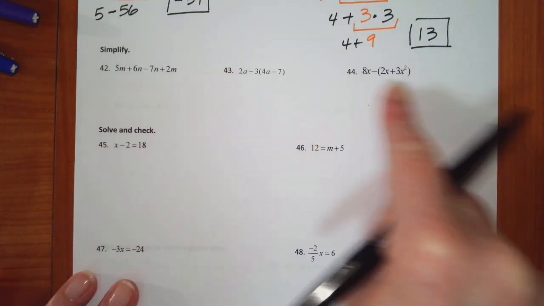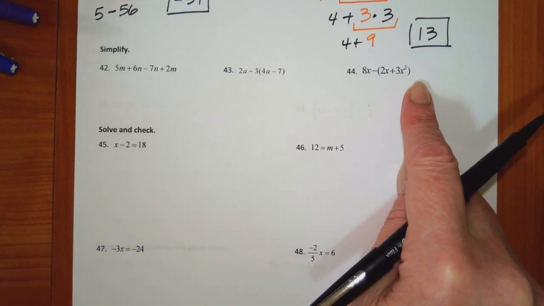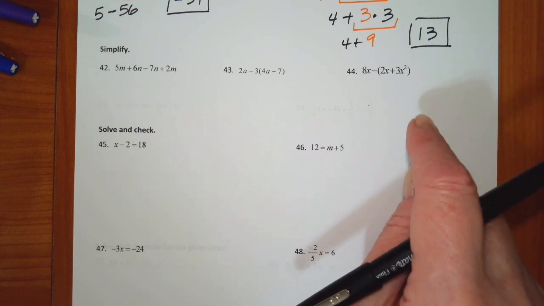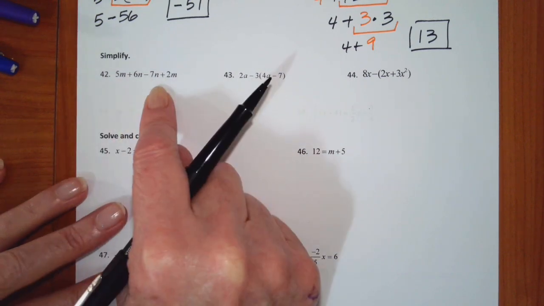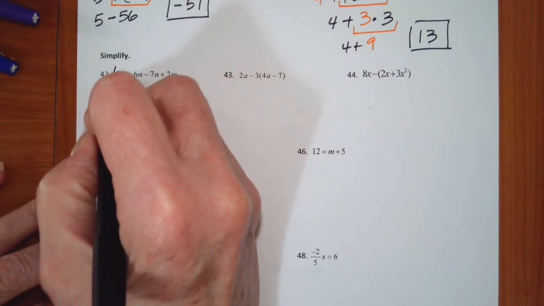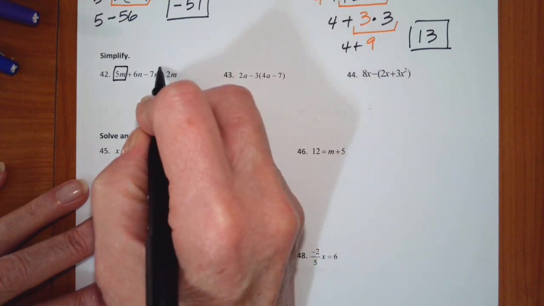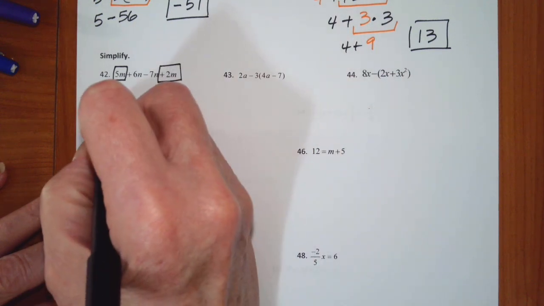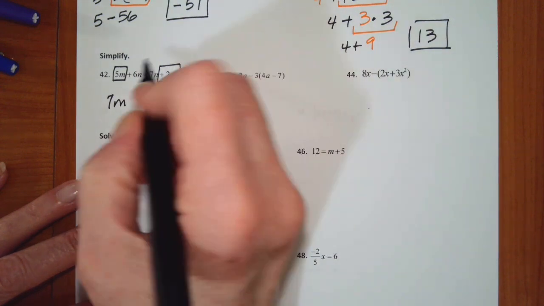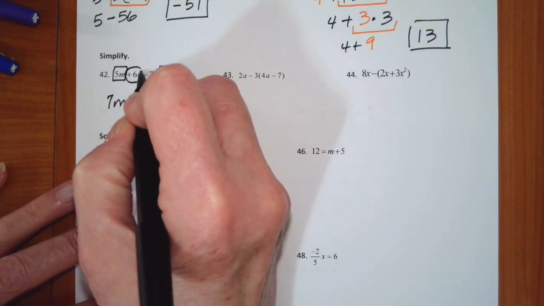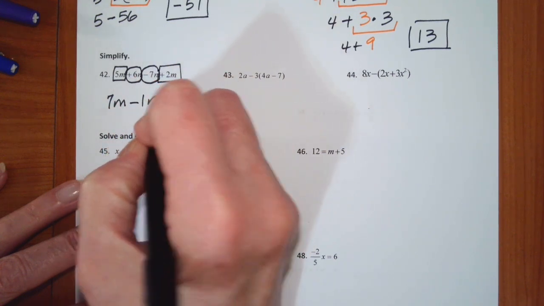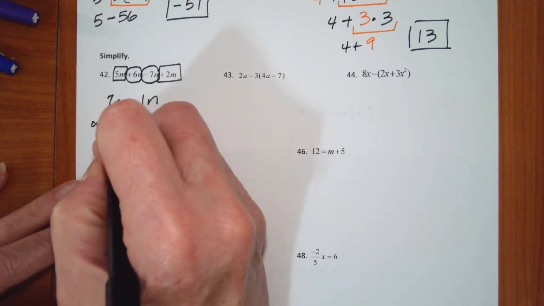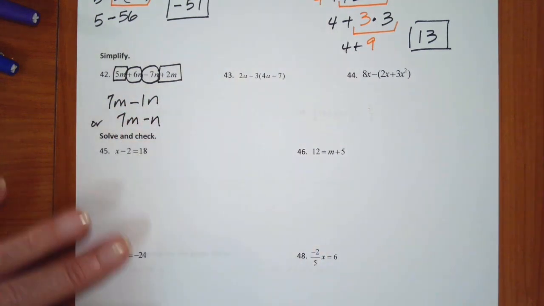Okay, if I'm asked to simplify and there are variables, there are only two things I can do. I can distribute if there are parentheses, and then I combine like terms. Here there are no parentheses, so all I'm going to do is look for like terms. I start out with 5m, and I have 2m, so that gives me 7m. I have a positive 6 and a negative 7n, so that's minus 1n. Or I can just write 7m minus n.